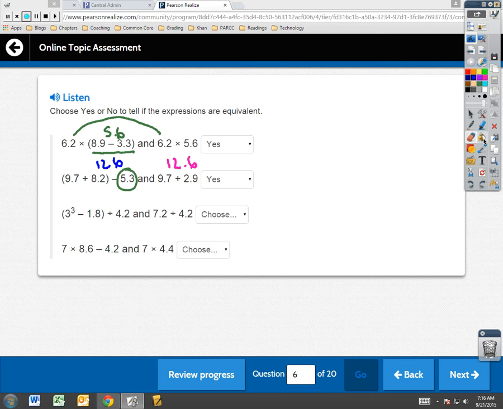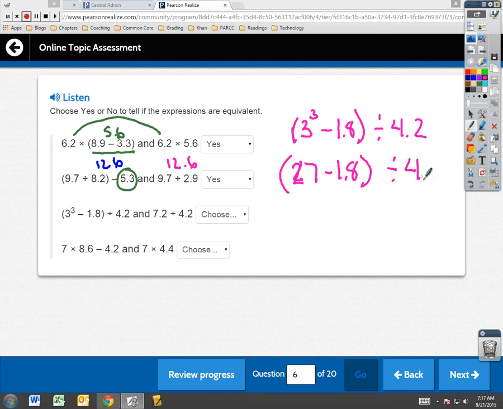In parentheses, we have 3 to the third minus 1 and 8/10 divided by 4 and 2/10. We hope that's equal to 7 and 2/10 divided by 4 and 2/10. So inside the parentheses, we have 3 to the third minus 1 and 8/10, and then that's divided by 4 and 2/10. Well, let's look inside the parentheses here. 3 to the third power is 27. 27 minus 1 and 8/10, still in parentheses, divided by 4 and 2/10.